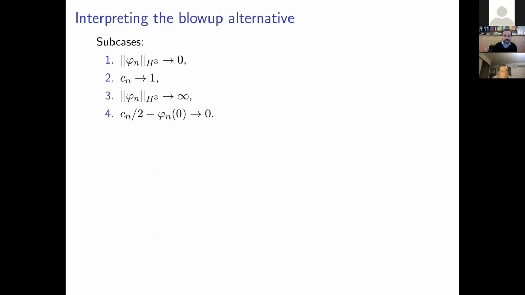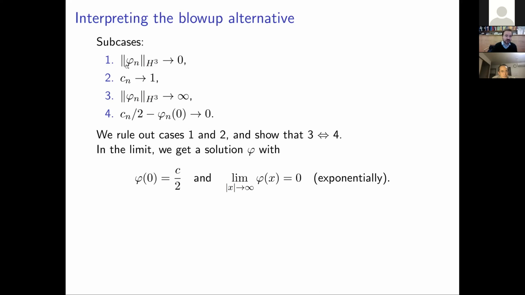Okay, and then the final step is to interpret these blow-up alternatives. If one analyzes this, one runs into 4 different subcases. What we show is that 1 and 2 cannot happen. One is that the solution goes to 0 in the norm. The other is that we reach this critical wave speed 1. So we show that these 2 cannot happen.